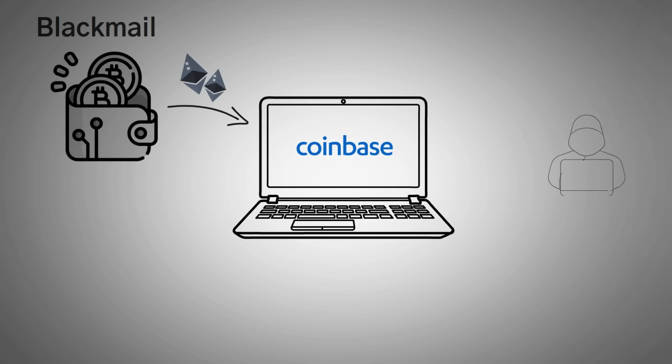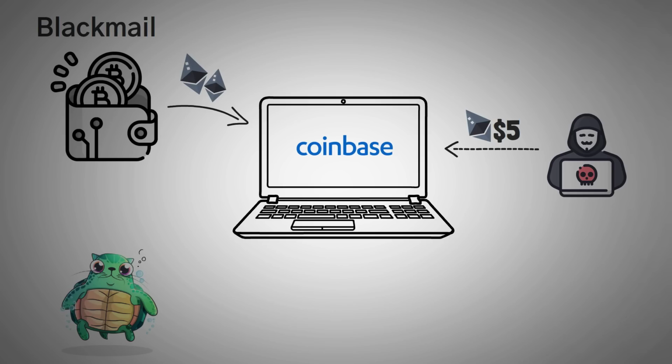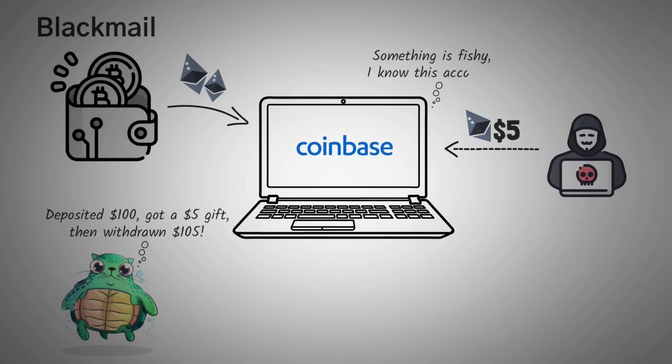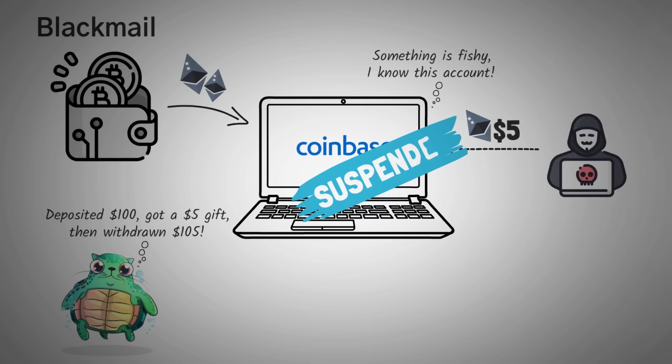If I had, say, been sent $5 of Ethereum from a sanctioned address without knowing it, then I would have simply deposited $100, got a $5 gift, and then withdrawn $105. And I would have just assumed that $5 was market fluctuations, when in reality it was someone trying to taint my account. However, if Coinbase has a list of blacklisted addresses and they see that I got money from one of those bad addresses, they might also assume that I was doing business with a bad actor, and they could suspend my account or possibly even keep my funds.